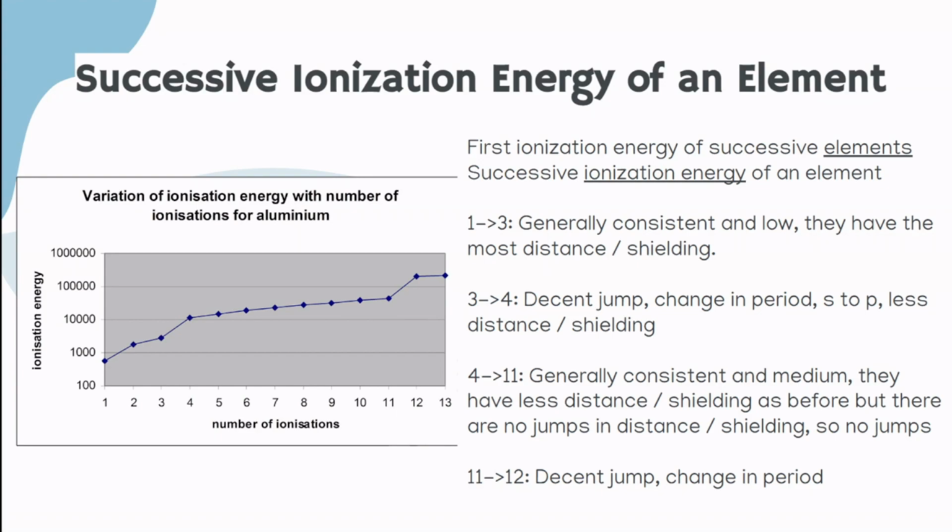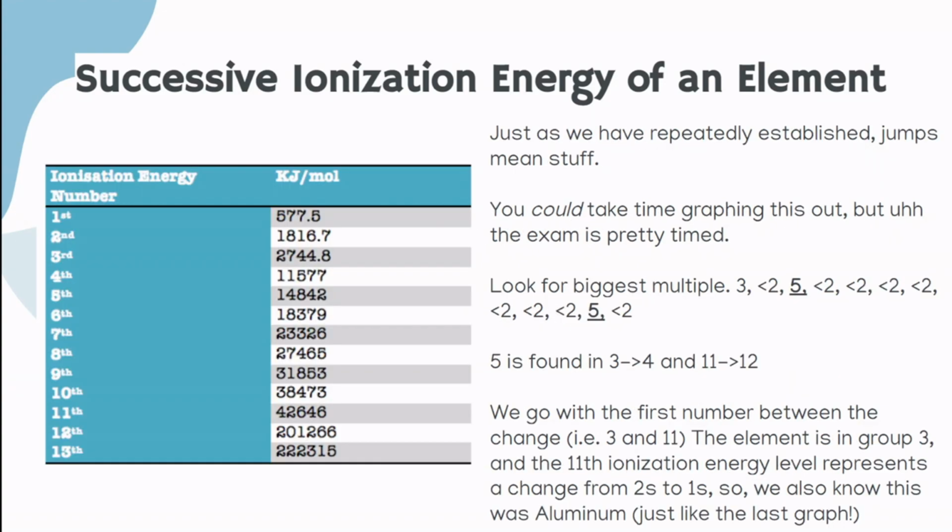But because there are no jumps in the distance or shielding, so no very significant changes happening, it's just a constant increase. It's a very linear line, you could say. And then from 11 to 12, we have a decent jump once more. That is a change in period, and so on and so forth, it just repeats.